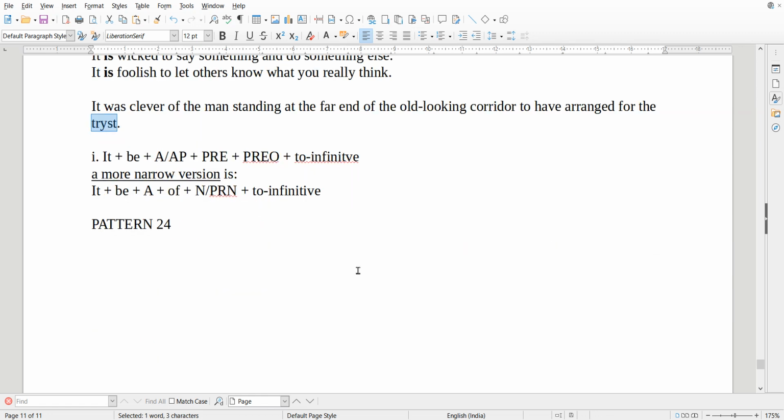Pattern 24 is... Tryst, T-R-Y-S-T. It's a meeting, a secret meeting, but it's a meeting. Rendezvous. Yeah. The following adjectives can be used in this pattern: kind, good, generous, considerate, foolish.